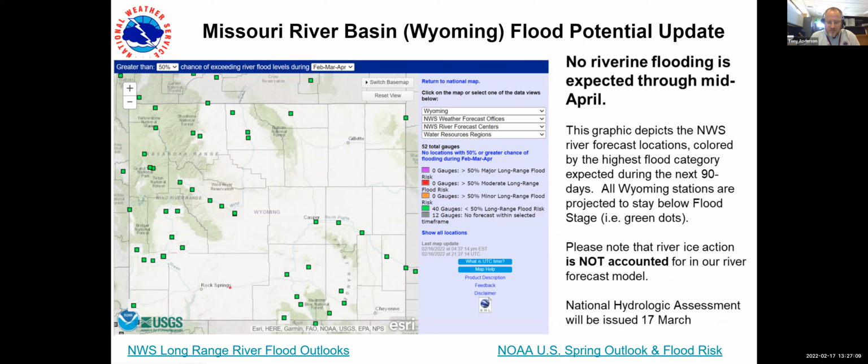Looking at water supply and flood forecast, there is pretty much a very limited chance for snowmelt-driven flooding in the Missouri Basin. This is to be expected with below to well below normal snowpacks. However, these outlooks do not account for ice jam flooding or for convectively driven flooding from spring and summer storms. Next slide.